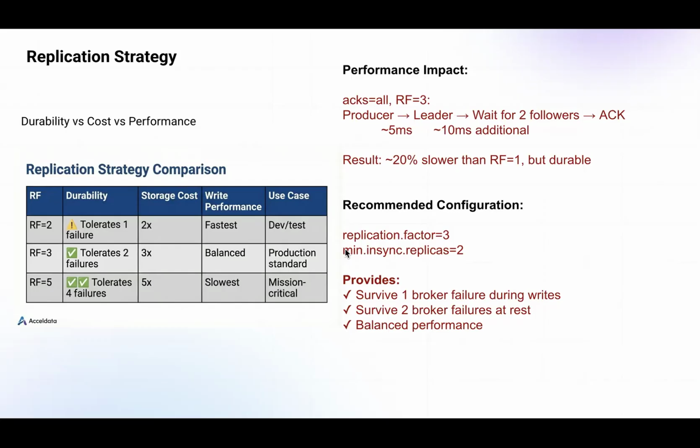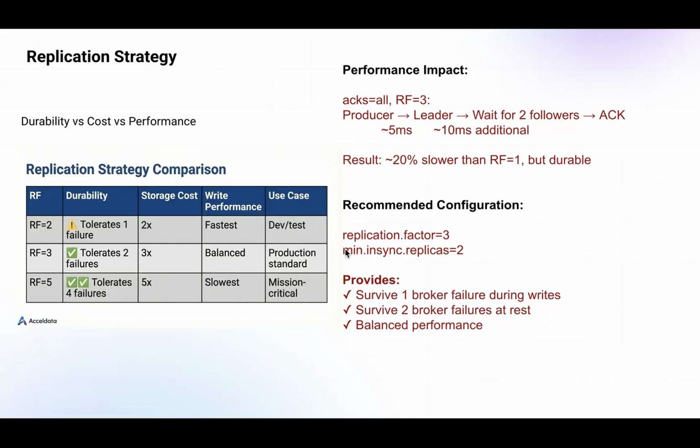With acks equals all and RF3, the producer sends to the leader, which takes about 5 milliseconds. Then the leader waits for two followers to replicate, which is another 10 milliseconds. Total is around 15 milliseconds, which is roughly 20% slower than RF1.